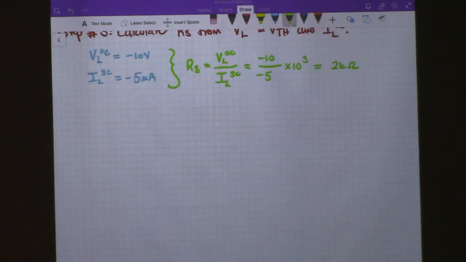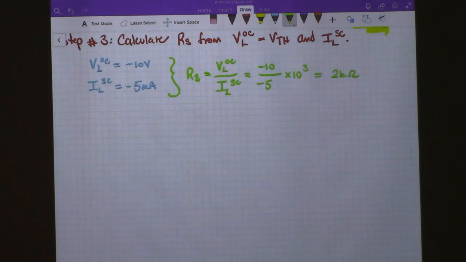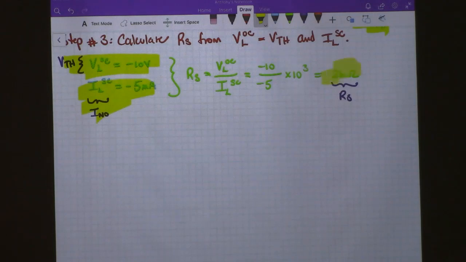And so what we see is by doing it this way, we actually get the Norton and the Thevenin together, because what you'll see is that this is the same as our I Norton. This is the same as our V Thevenin. And this is the RS that we use in both. So we have here, and we have here. That's everything that we need.